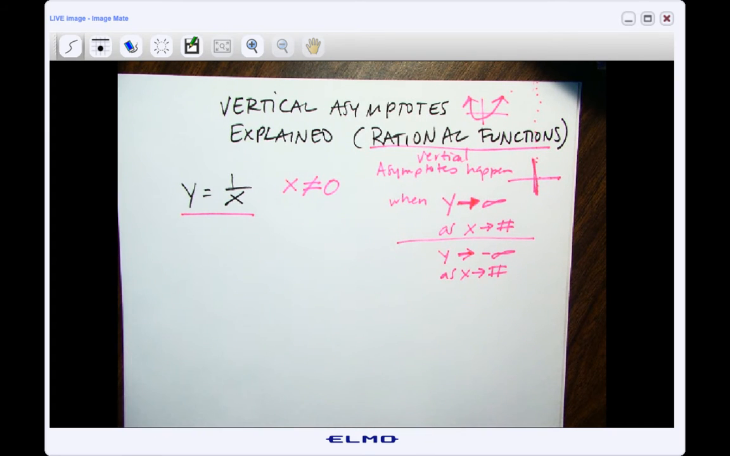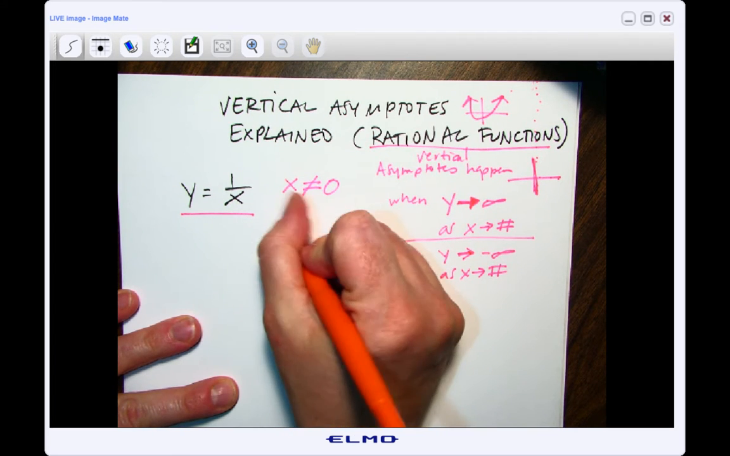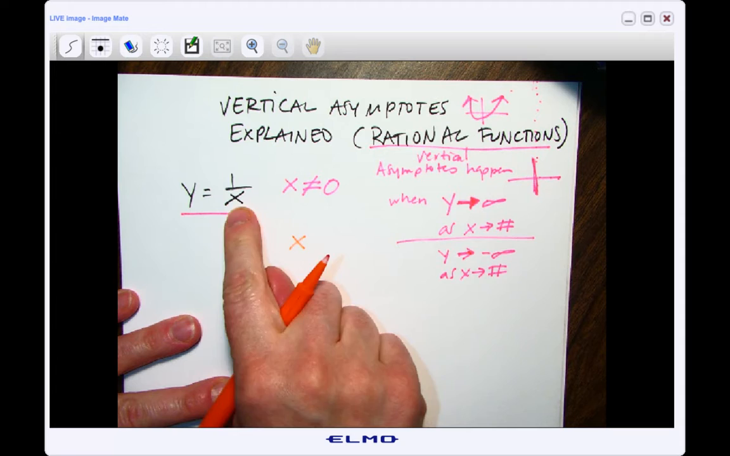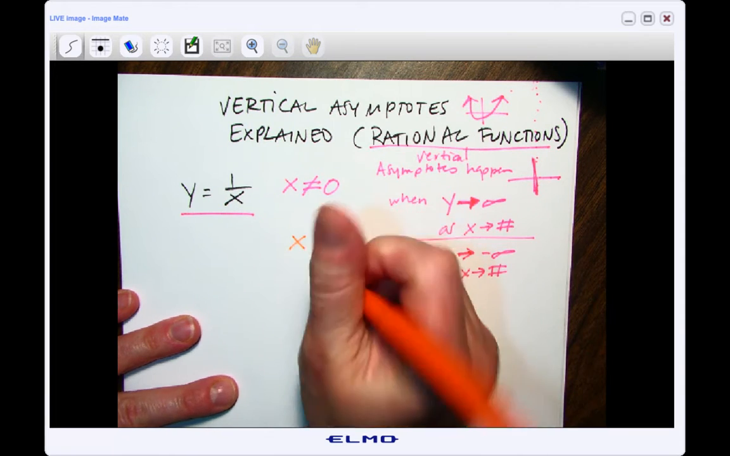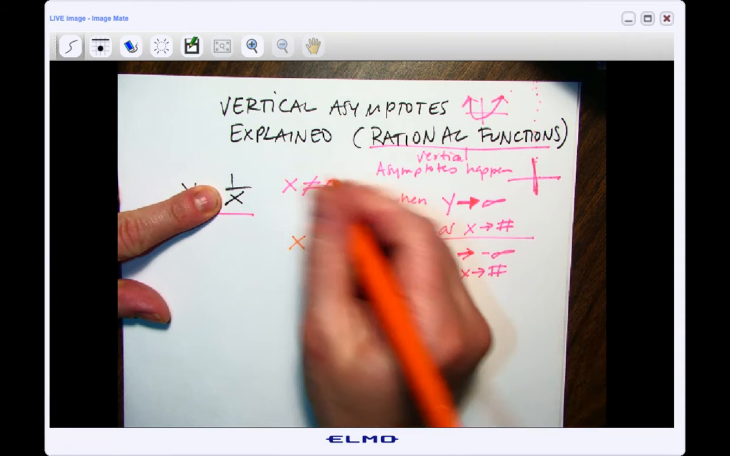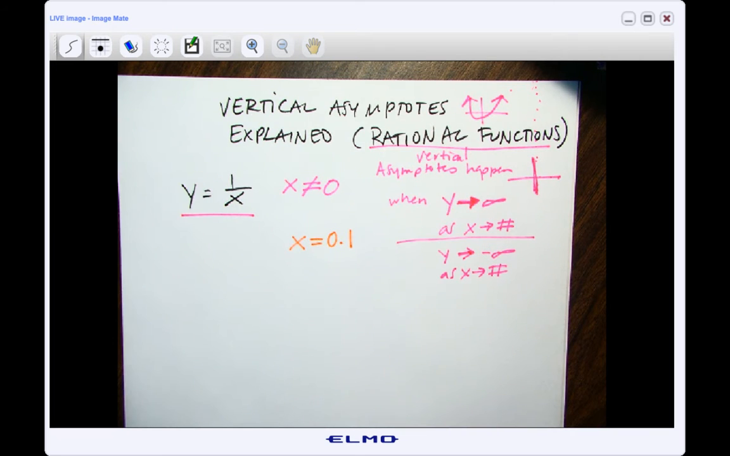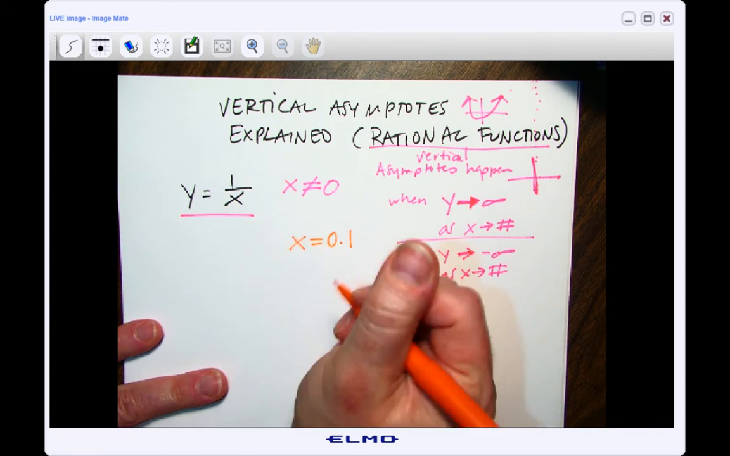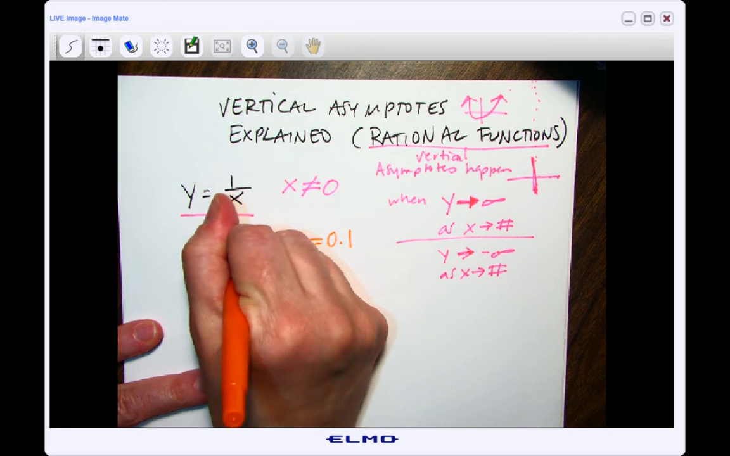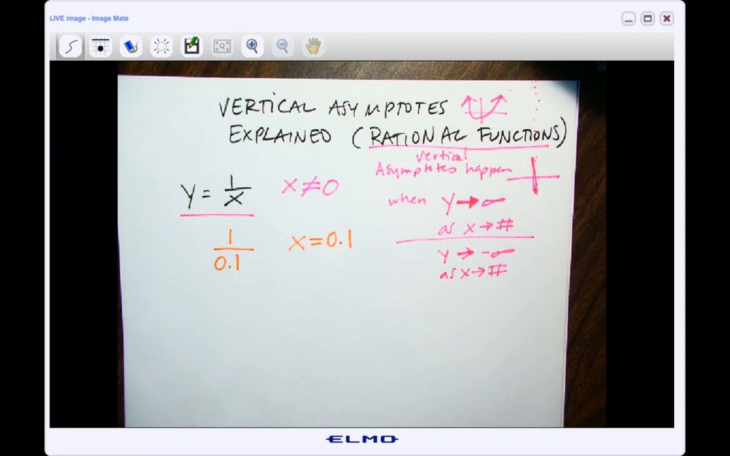So let's take a look at it for a second. Okay, let's say that we take this function and we let x be a number close to 0. So we know that we can't put a 0 in there, but let's put a number close to 0. So let's say like 0.1. Okay, so this would be 1 over 0.1. What kind of number would that be? Well, 1 divided by 1/10. What kind of number is that?